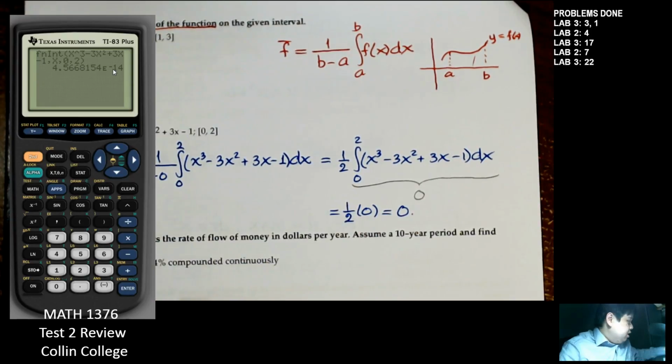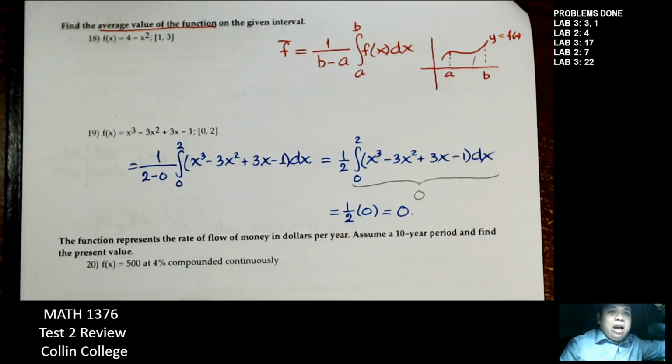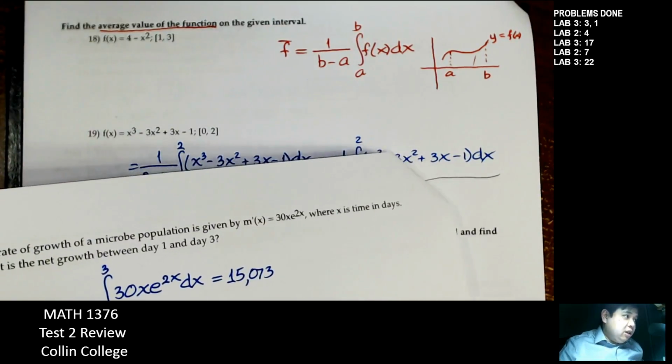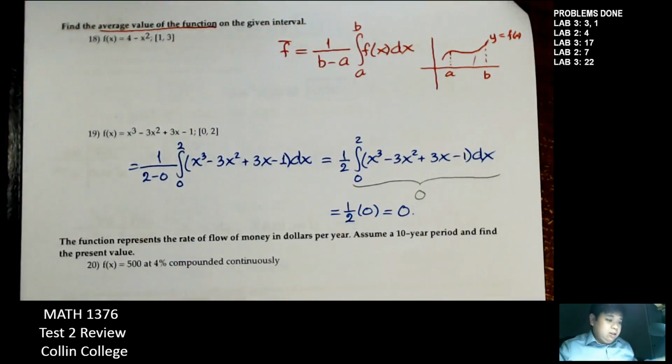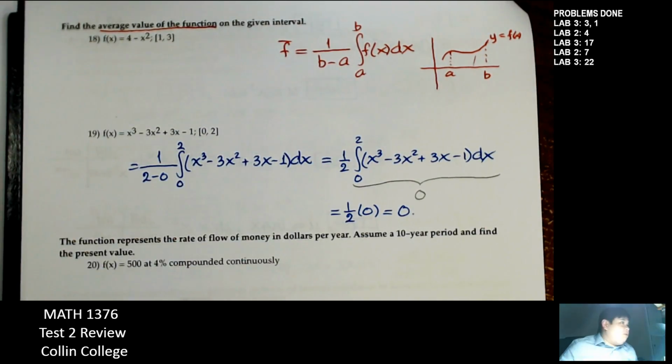So the setting up part is a lot more important than actually getting the right answer here. On the average value of a function, on lab 2 it is number 5. Sorry, let me update the list first.